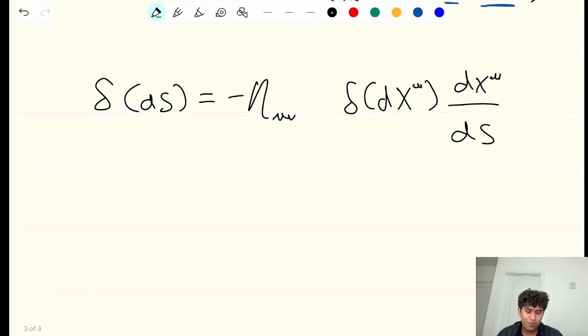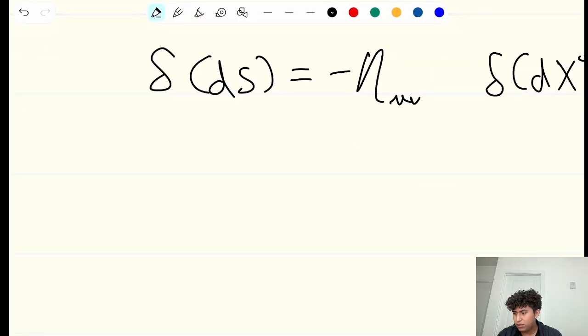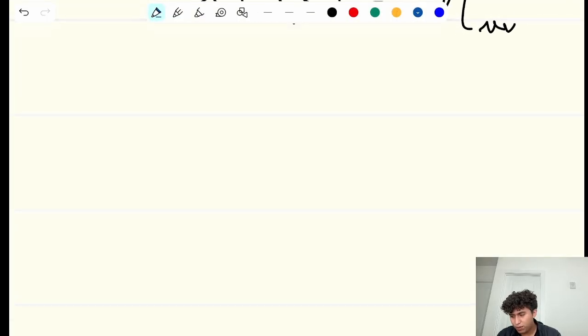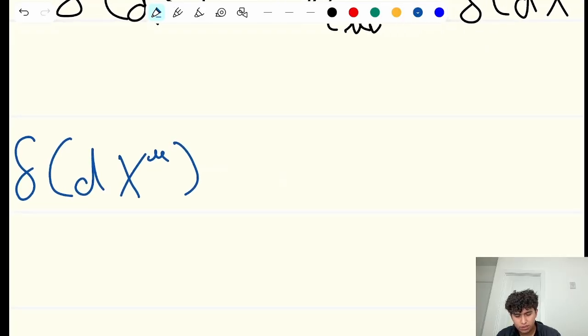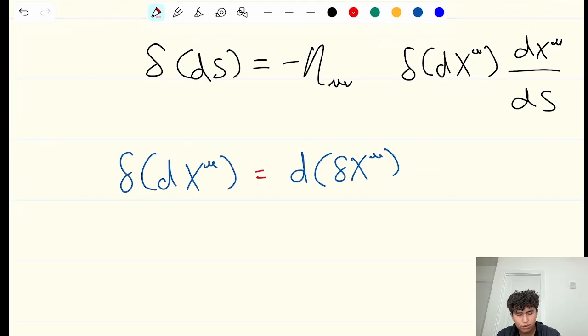Okay, so we have the variation for ds, which is what we wanted to get. And there's a property we're going to need: when you have this, you can take the derivative out in front of the variation, and it's the same, they commute. These two operators commute. You're going to show this in the homework.